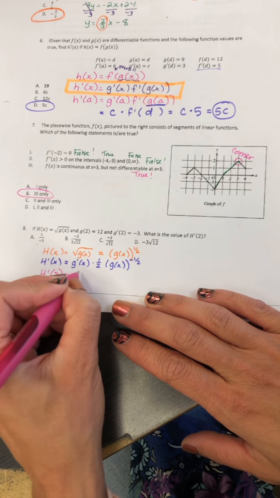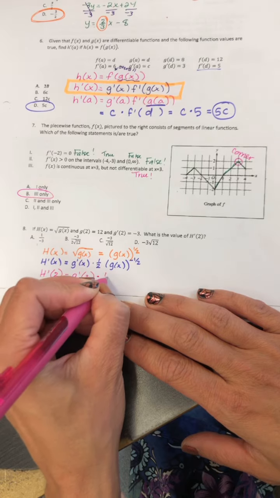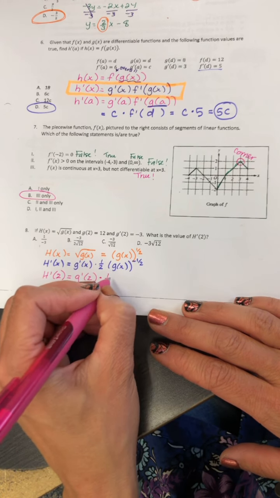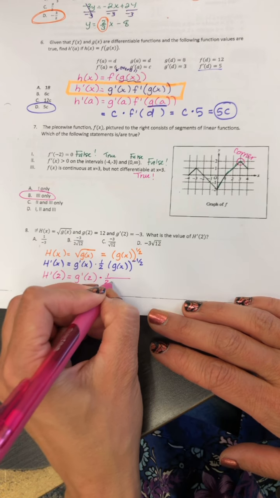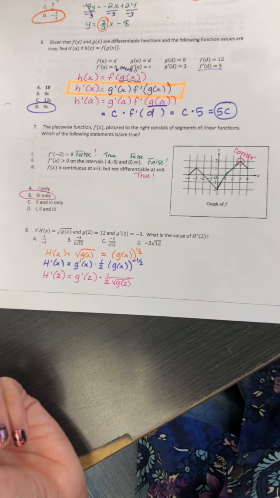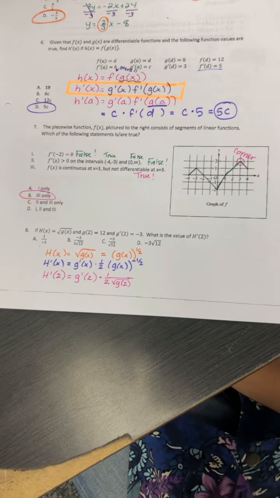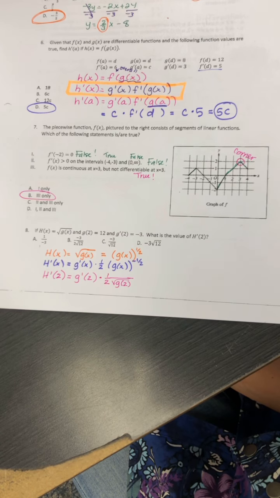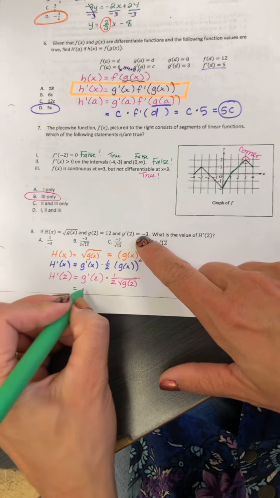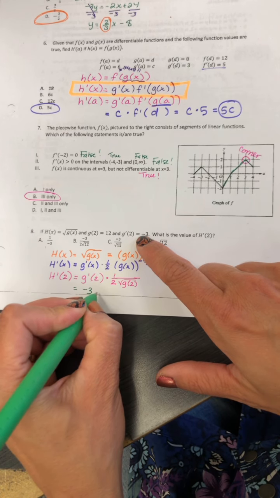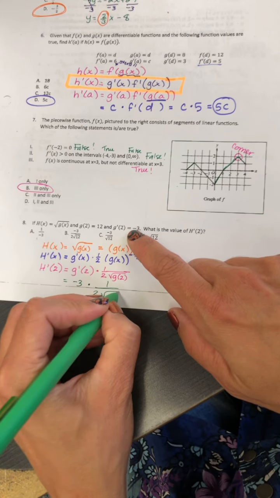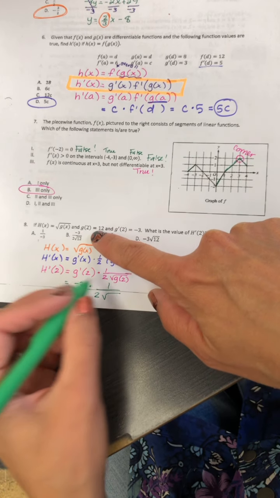So that means it's going to equal g prime of 2 times 1/2 times, well, because it's a -1/2, it means it's in the denominator, so it's the square root of g of 2. I know that looks funky, but can't make it look any better than that. All right, so g prime of 2 was given to us. It's a -3. So -3 times 1/2 times the square root of g of 2, they gave us, is 12.